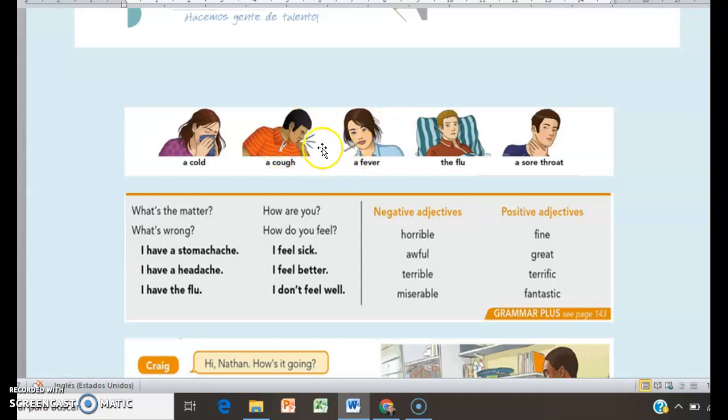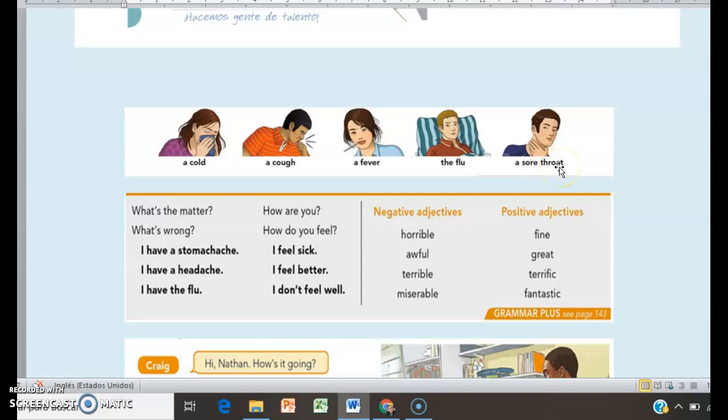A cough, a fever, when you have a fever, your temperature is very high. The flu, you have the flu when the weather is terrible, it's raining a lot, it's cloudy, all the time it's cold, mucho frío. Sore throat, dolor de garganta. Sore throat. In this case I can say I have a sore throat.